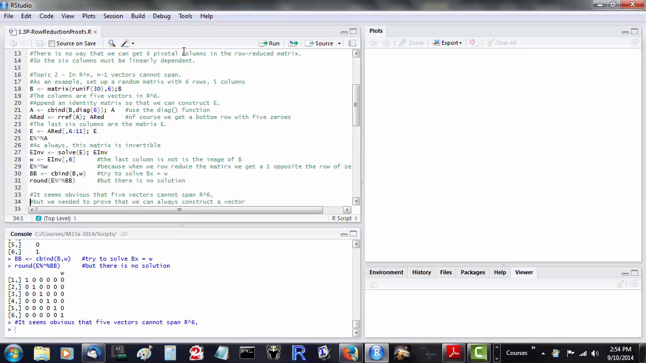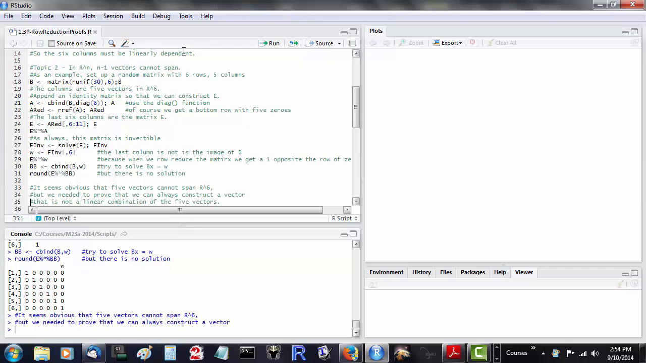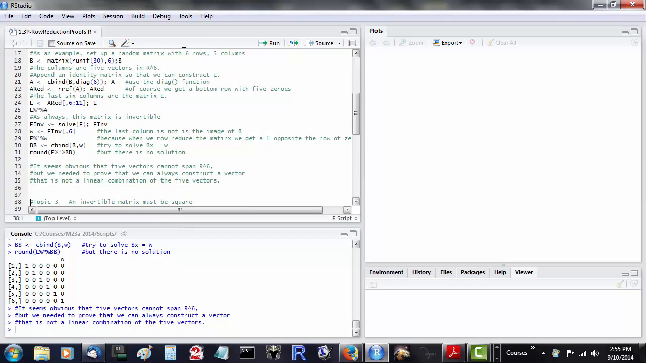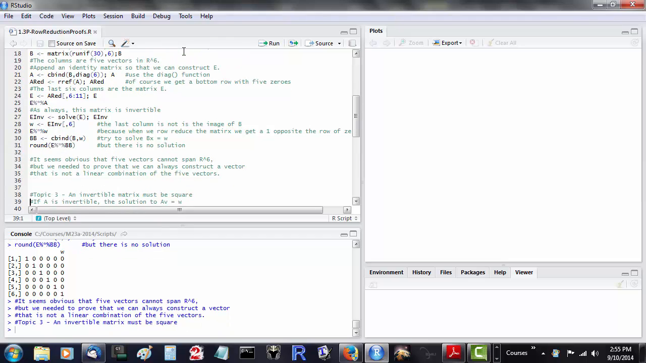I agree, it seems obvious that 5 vectors cannot span R6, but if we want to prove that, we have to construct a vector that cannot possibly be a linear combination of our 5 vectors, and we have to show that we can do that for any 5 vectors, and this is essentially the only way to do it. Now we can cash in the results we just proved and show that an invertible matrix has to be square.